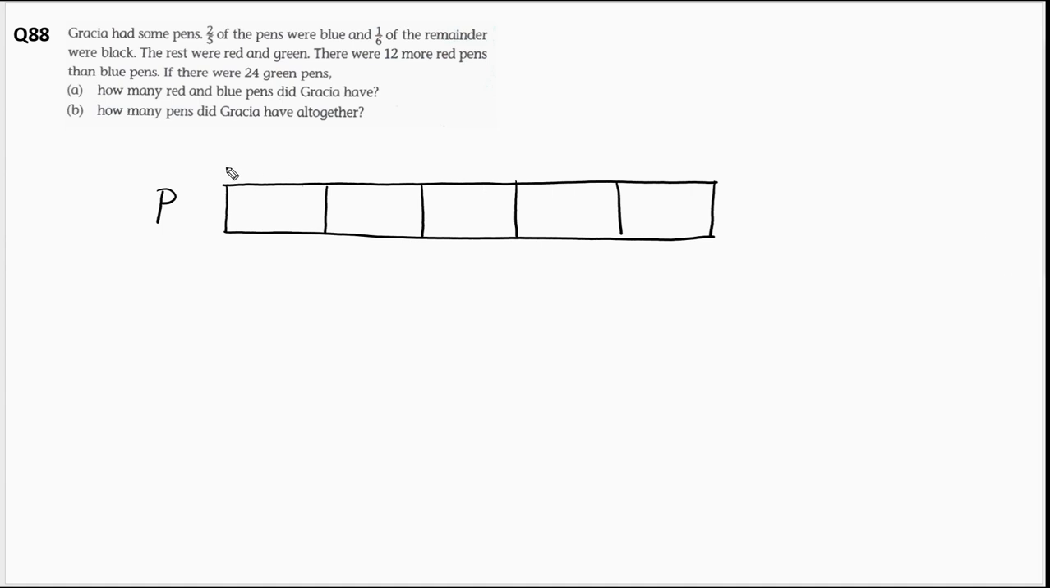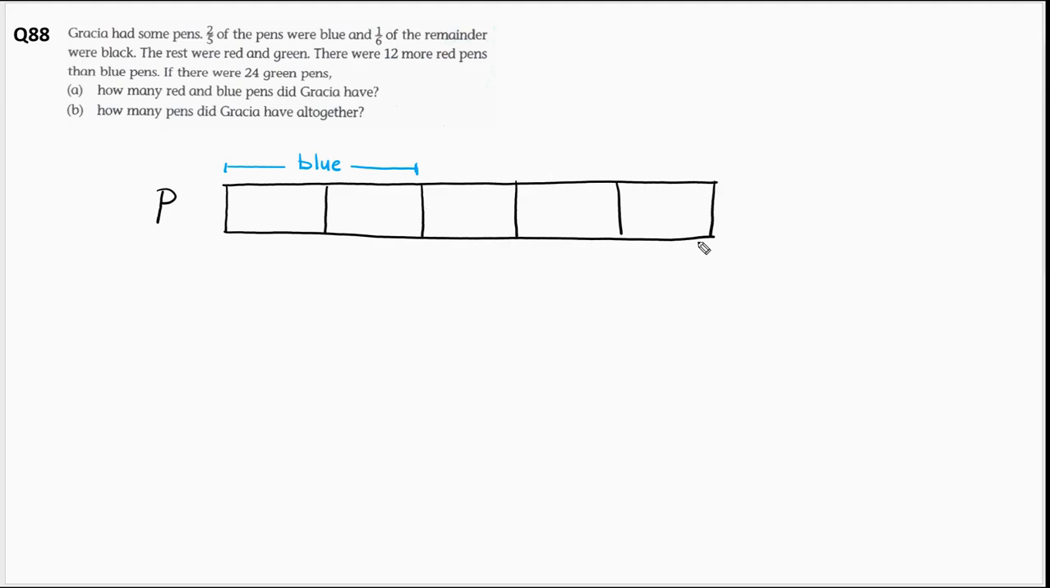So here is blue, and you are going to have to label really carefully. So that's 2/5 of all of the pens were blue. And we're told that 1/6 of the remainder were black. So what's the remainder? This is the remainder that they are talking about.